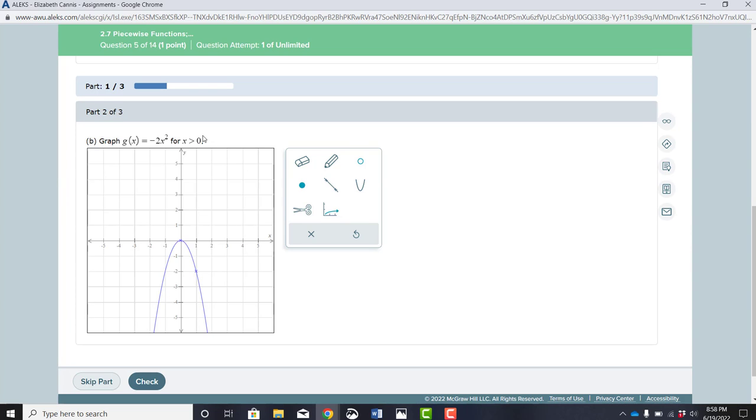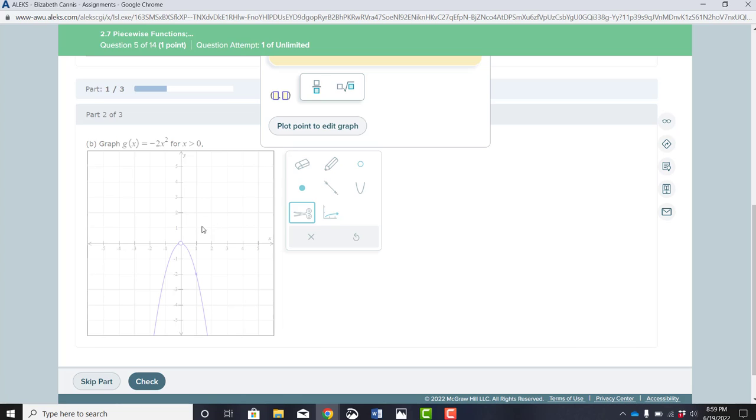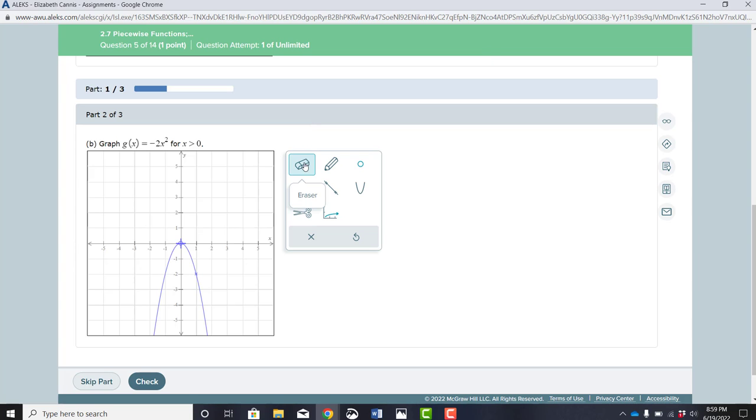So it only wants to keep the part where x is greater than 0. So when x equals 0, I'm right there on the vertex. So I'm going to make this open circle this time. And for cutting purposes, I want to cut to the left. So I'm going to put in 0, 0. And then I'm going to use the eraser to erase the left side because I only want to keep what's on the right side.